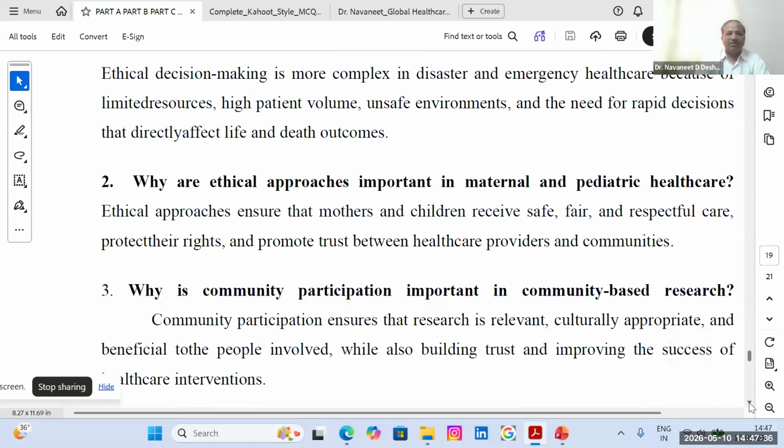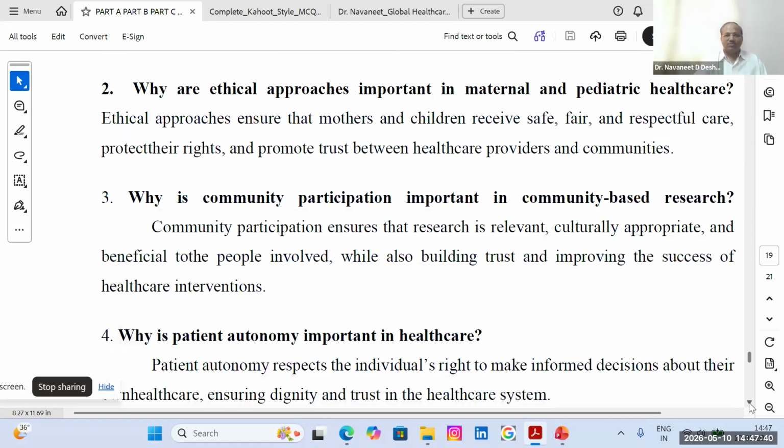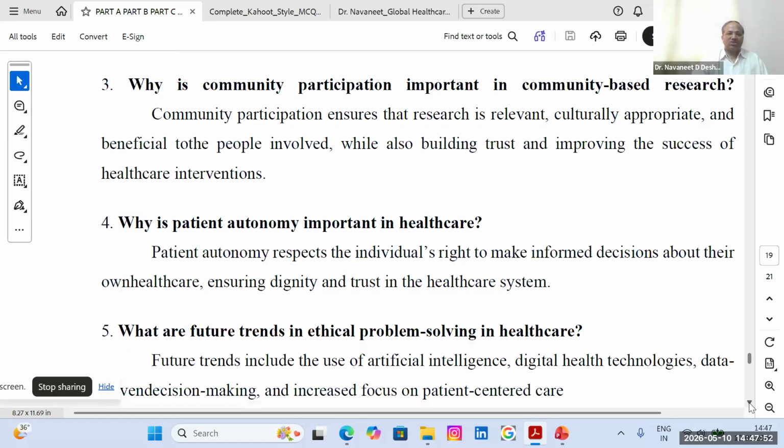Why are ethical approaches important in maternal and pediatric care? Ethical approaches ensure that mothers and children receive safe, fair, and respectful care and protect the rights and promote the trust between the healthcare providers and communities. Why is community participation important in community-based research? Community participation ensures the research is relevant, culturally appropriate, and beneficial to the people involved, while also building trust and improving the success of healthcare interventions.